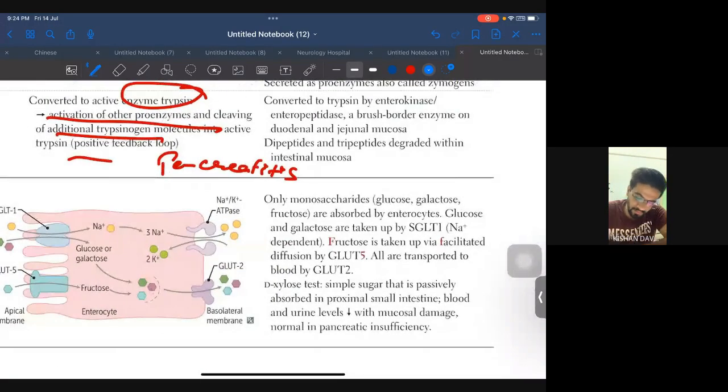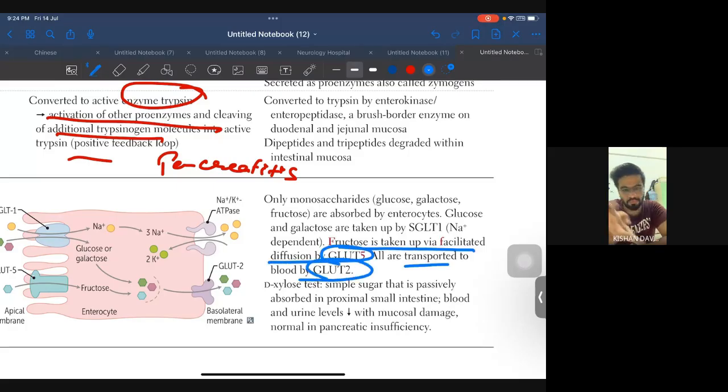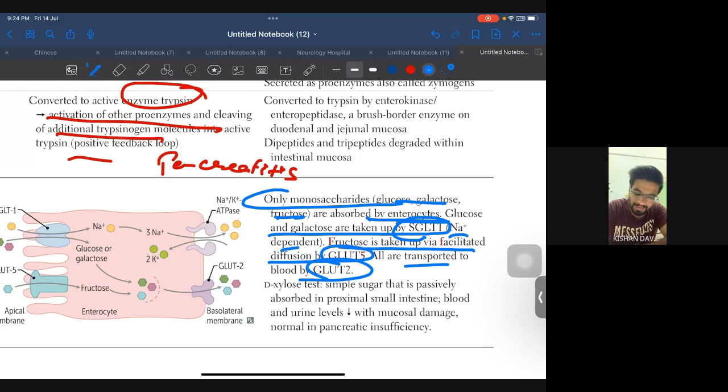Fructose is taken up by facilitated diffusion by GLUT5. All are transported to blood by GLUT2. Yesterday we saw in the insulin part itself that glucose comes in through GLUT2. Just be confirmed, I am not sure, I don't remember the GLUTs. So just remember that only monosaccharides, that is glucose, galactose, and fructose, are absorbed by enterocytes. Glucose and galactose are taken by SGLT1, that is sodium dependent. So remember this, this is important.